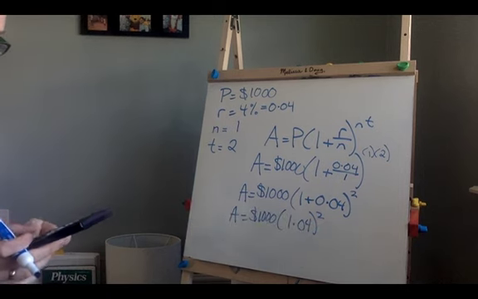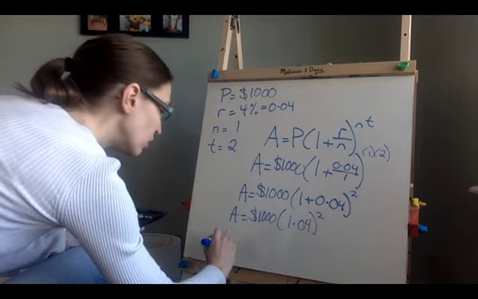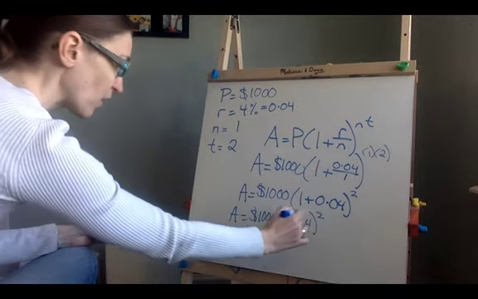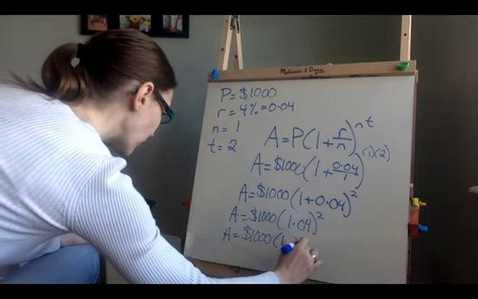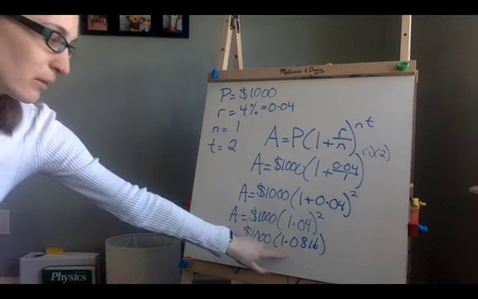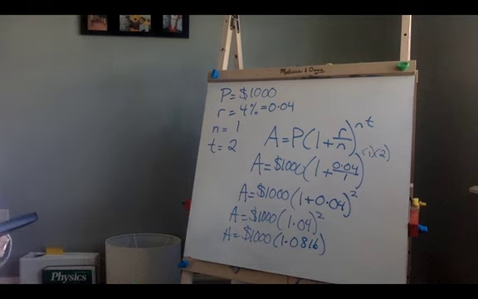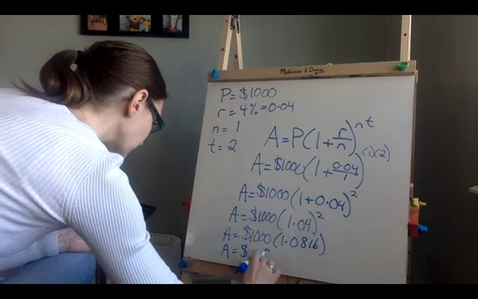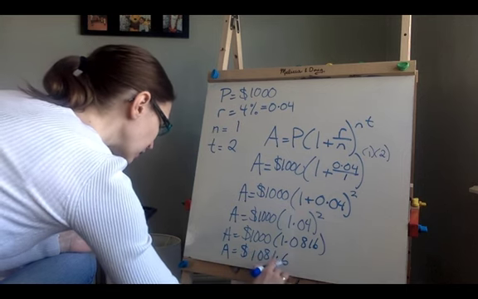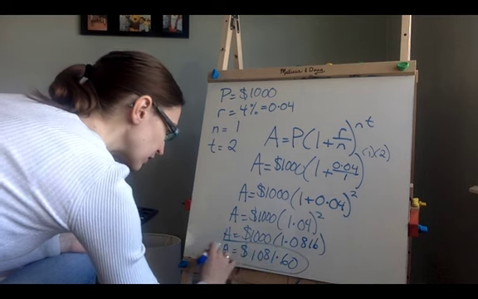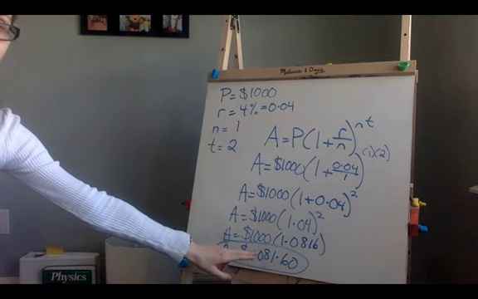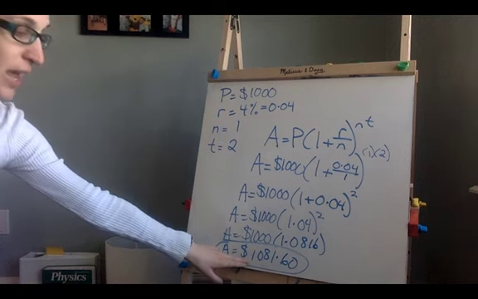Calculate that, 1.04 to the power of 2. And again, I'm going to show this intermediate step just so we have no confusion. So we calculate what this is, and it's 1.0816, and now I can multiply that by 1,000. So overall, we get $1,081.60. That would be our future value in a compound interest account after 2 years.